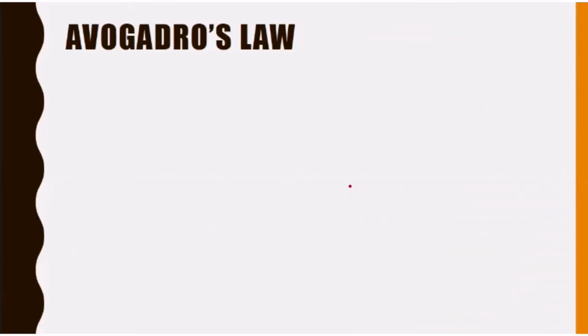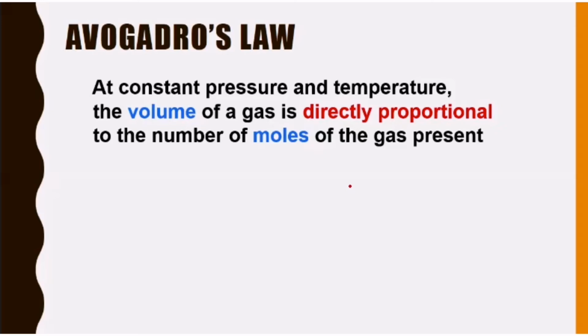Next is about Avogadro's law. Avogadro's law states that at constant pressure and temperature, the volume of a gas is directly proportional to the number of moles of the gas present. We can write it as V directly proportional to number of moles at fixed pressure and temperature.